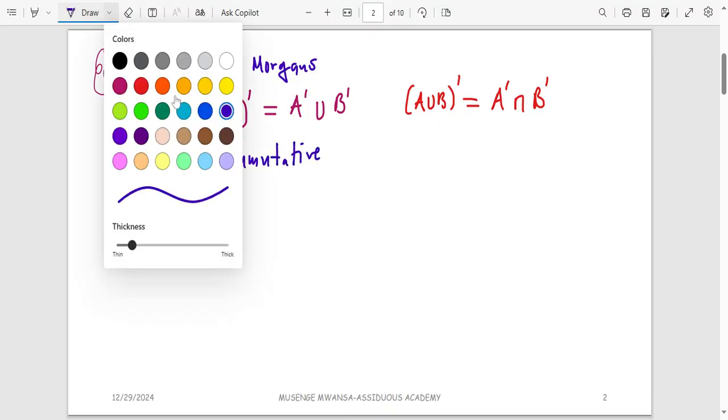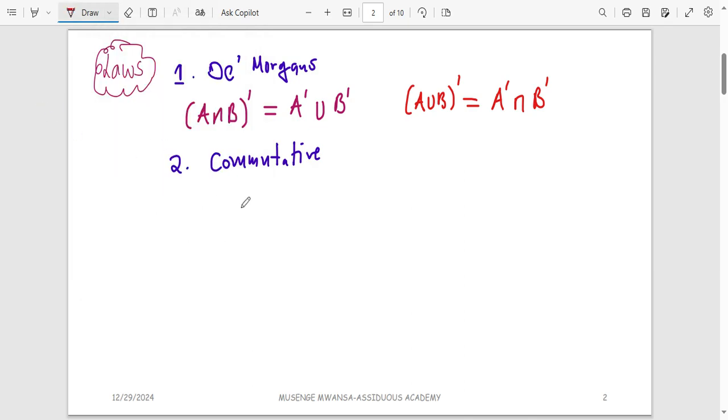The second law we need to know is known as the commutative law or the law of commutativity. The commutative law tells us that when you have got 1 plus 2, it's the same as 2 plus 1. So when you have got A intersection B, it is the same as B intersection A. Many times when you're working with sets, you'll be able to swap them. That's the same with A union B. It is the same as B union A. That's the commutative law.